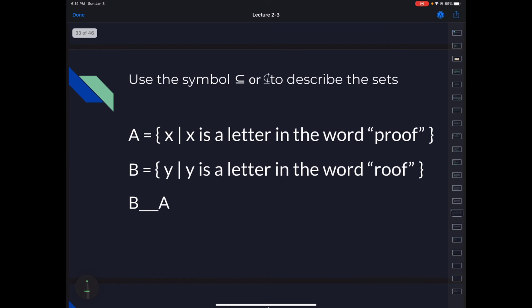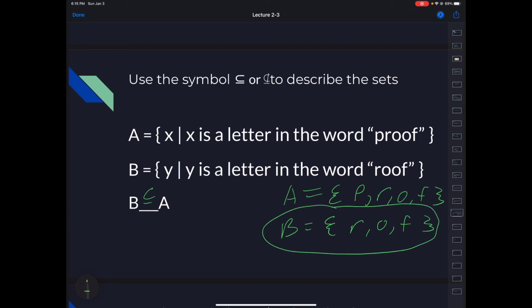Moving on. We have A is all of the letters in the word proof. B is all of the letters in the word roof. So we have A is equal to {P, R, O, F}, all of the letters in the word proof. B is equal to all of the letters in the word roof, {R, O, F}. And it's often a lot easier to see the answers to these if you write them in list notation. B is absolutely a subset of A. B is definitely a subset of A. R, O, and F are all represented in B, and they're all represented in A.